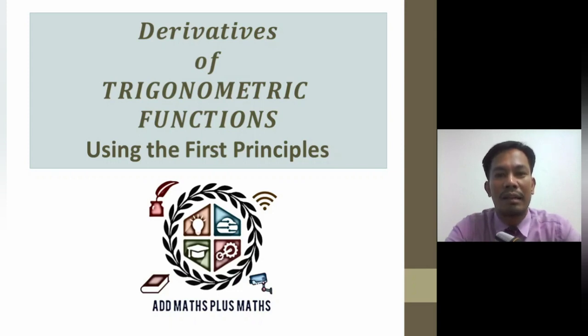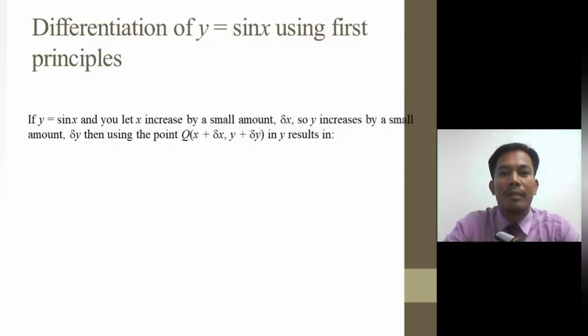Today we will be discussing the proof of how we came up with the derivatives of the three trigonometric functions sine x, cosine x, and tangent x using the first principles about limits. Okay, so the first thing that we need to discuss is all about y is equal to sine x. So how did we come up with the derivative of y is equal to sine x?